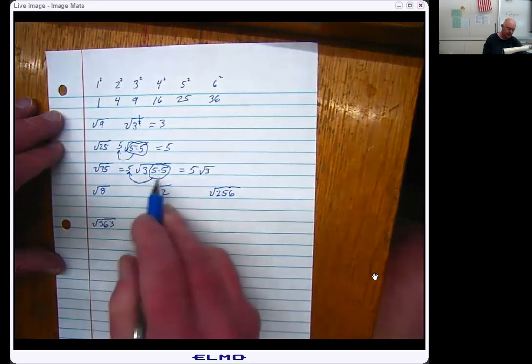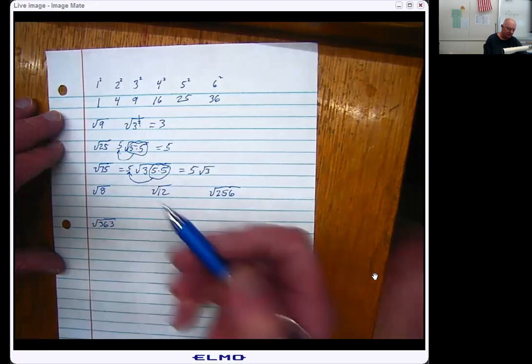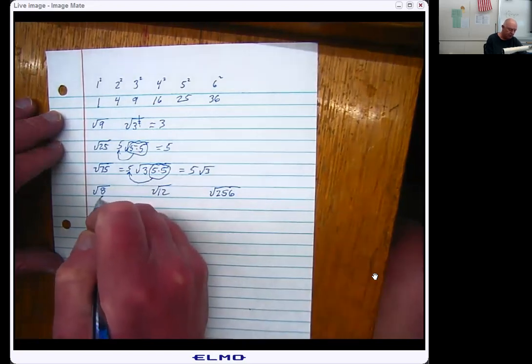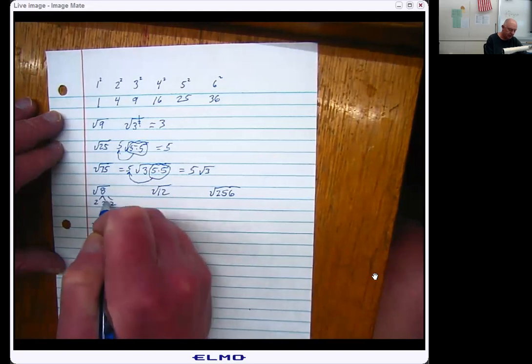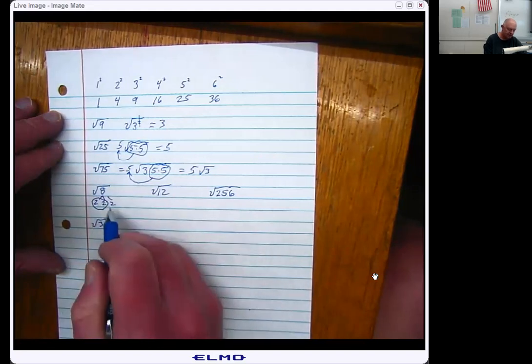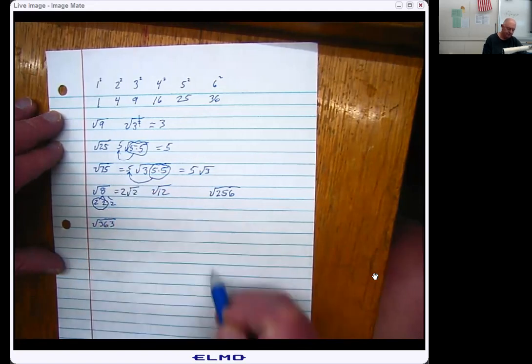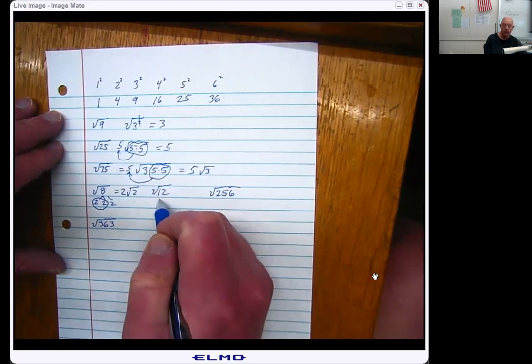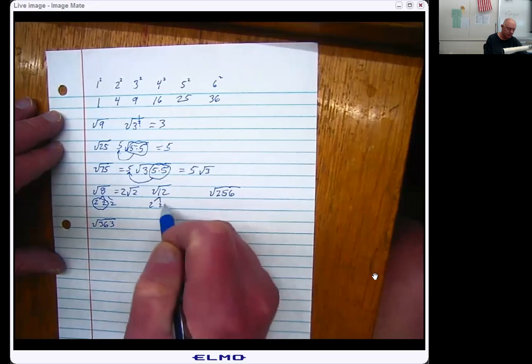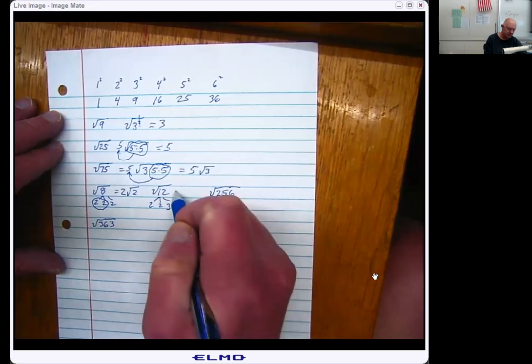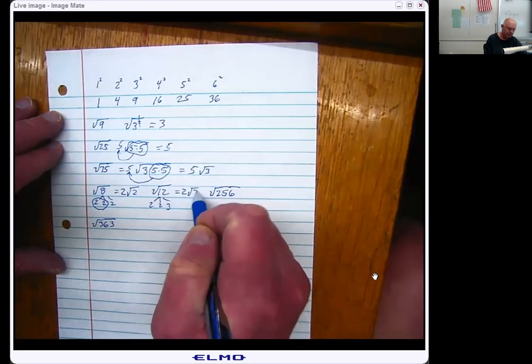In fact, we don't even have to rewrite it. If I look at 8, I know that 8 is a 2 and a 4, which is another pair of 2s. So I have a pair of 2s, and I have a 2 left over, so that's going to be 2 root 2. Same thing with 12. 12 is 4 times 3, but that 4 can be broken into a pair. And so this is equal to 2 root 3.